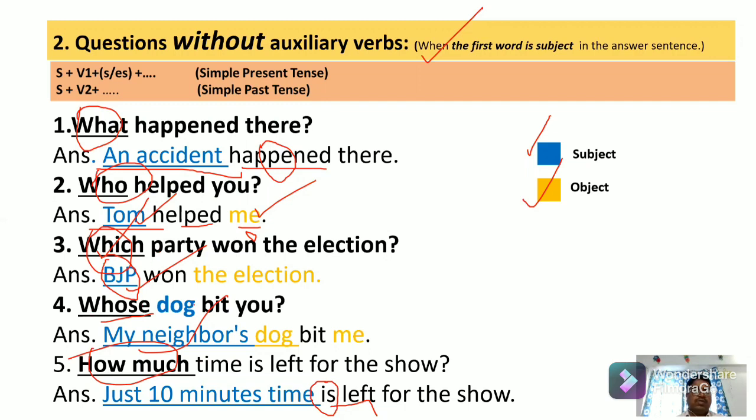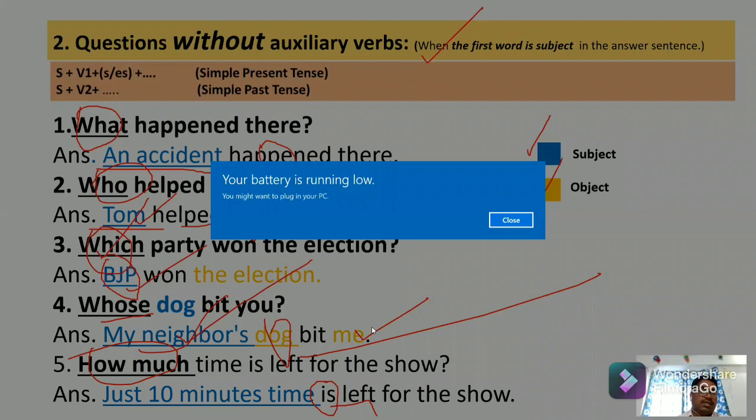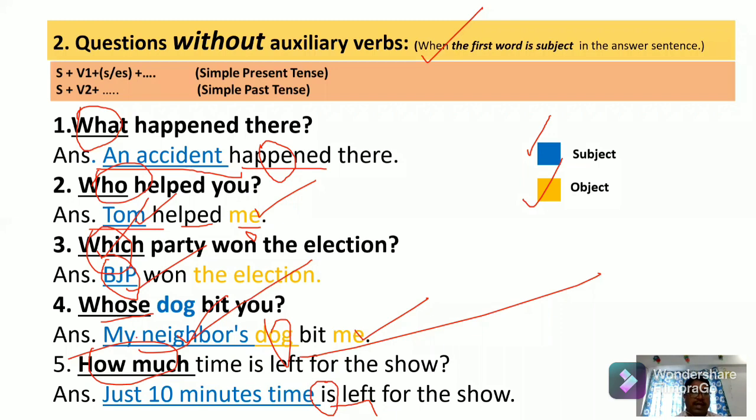Again, see the next question. Whose dog bit you? The answer is my neighbor's dog. And my neighbor's is functioning as a subject and not as an object. Correct? And dog and me are not the answer to the question word whose. But what is the answer? Is it clear? The answer to the question word whose is my neighbor's, and not dog or me. Correct? This is the difference between questions without auxiliary verbs and questions with auxiliary verbs.